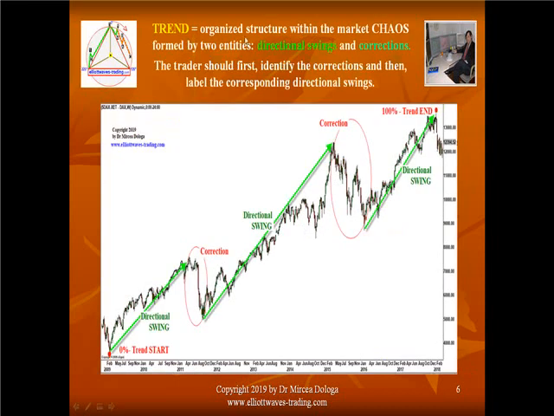We said that the trend is an organized structure within the market chaos formed by 2 entities, the directional swings and the corrections. Over here on this chart, we have the first directional swing, second directional swing, and third directional swing. Each directional swing had its allocated correction. This is the first correction. This is the second correction.